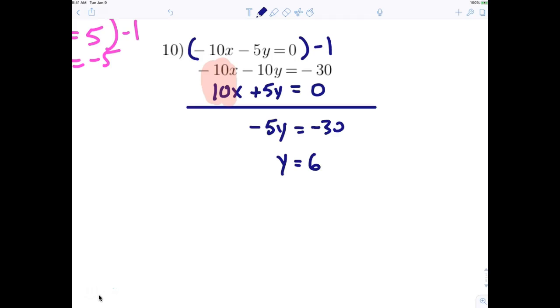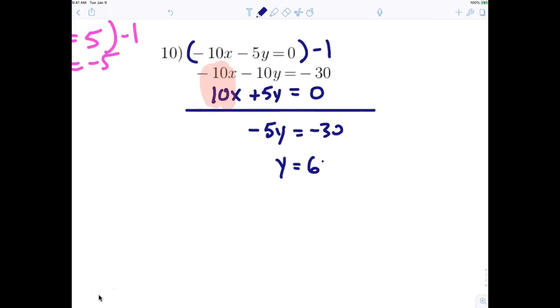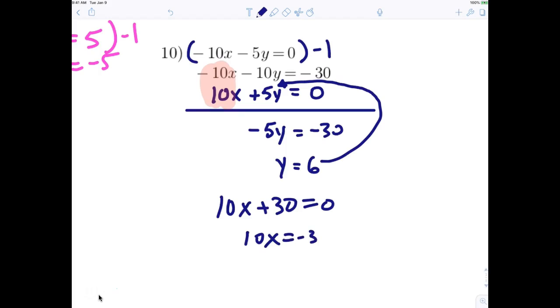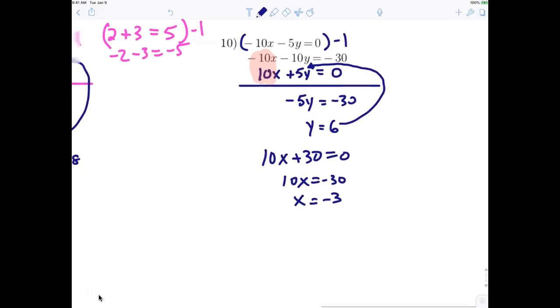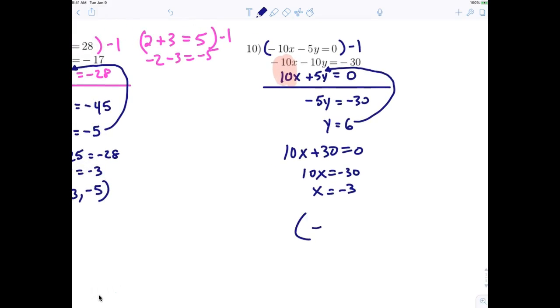Now that I have y equals 6, I'm just going to plug it in. Does it matter what equation? I'm just going to plug it in right here because I think that's the easiest. So what's 5 times 6? 30. So 10x plus 30 equals 0. 10x equals negative 30. X equals negative 3. And so my answer is negative 3 comma 6.